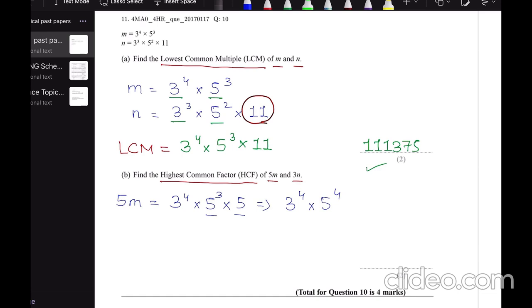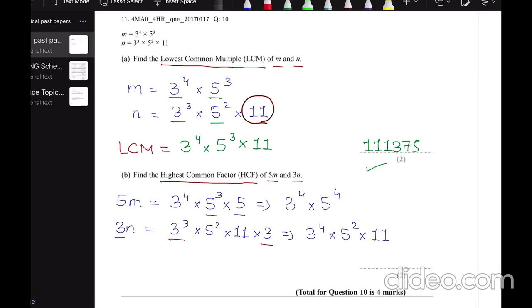The same we will do for 3n. 3n means that whatever n is, 3 raised to the power 3, 5 raised to the power 2 times 11, we have to multiply it by 3, because 3 is getting multiplied with n. Now I can see that this 3 and this 3 have the same base, so only their powers will be added. The final form changes to 3 raised to the power 4, 5 raised to the power 2 times 11. That's the only change in 5m and 3n as compared to m and n.